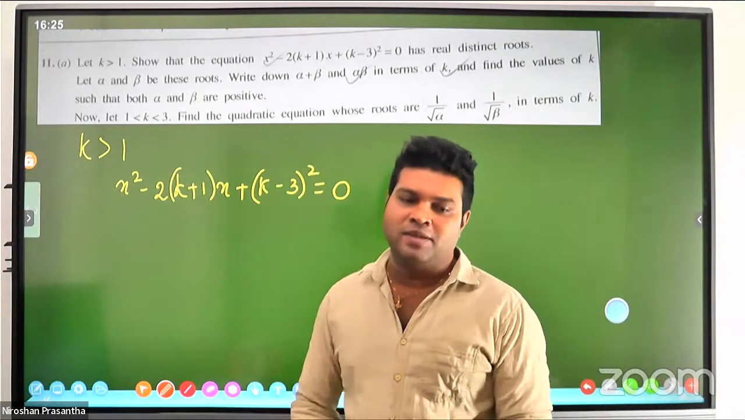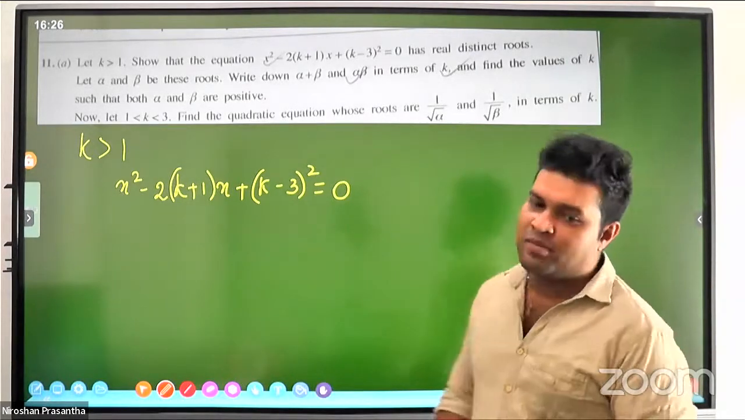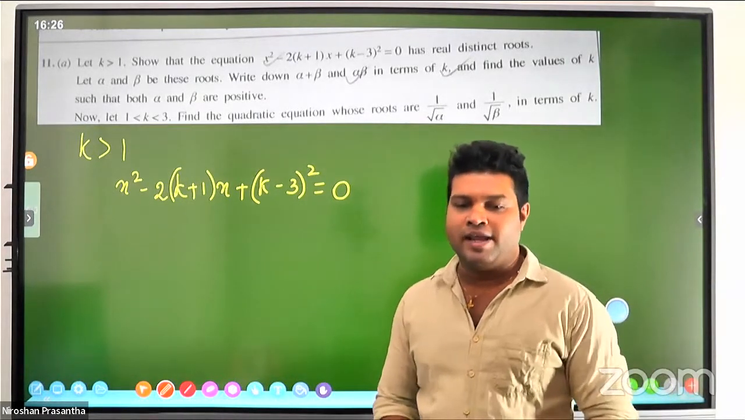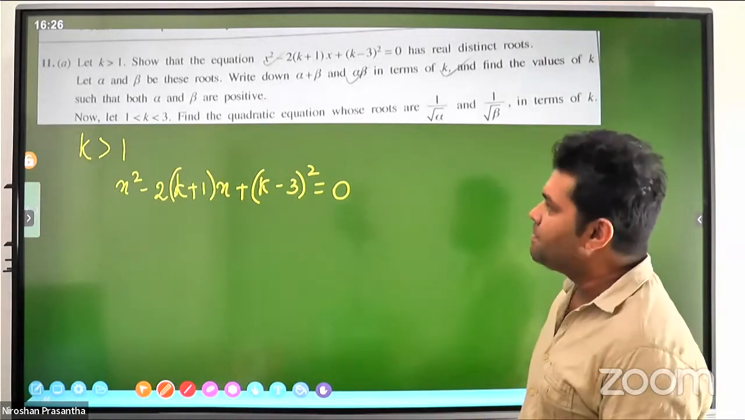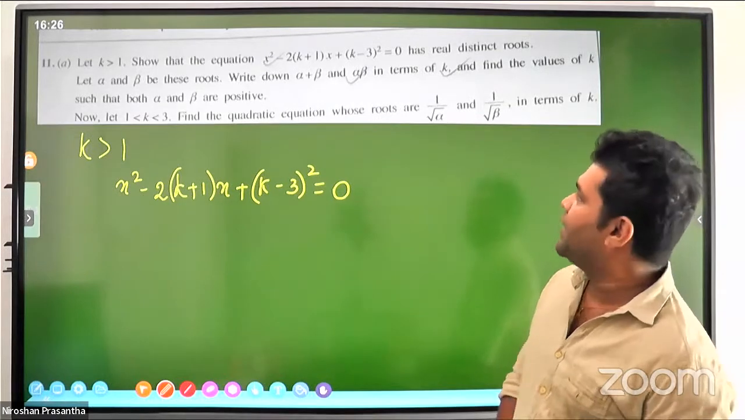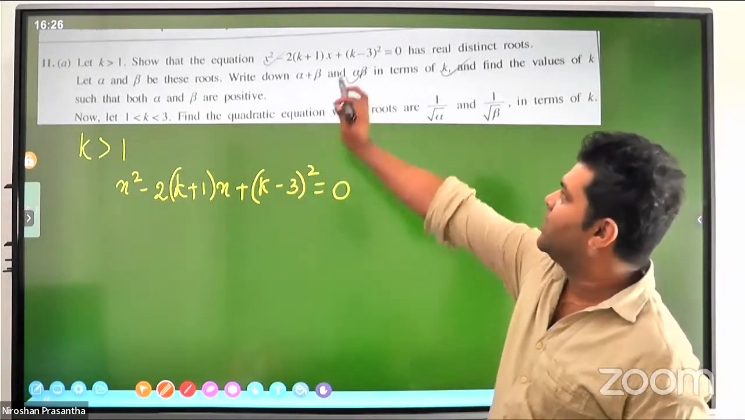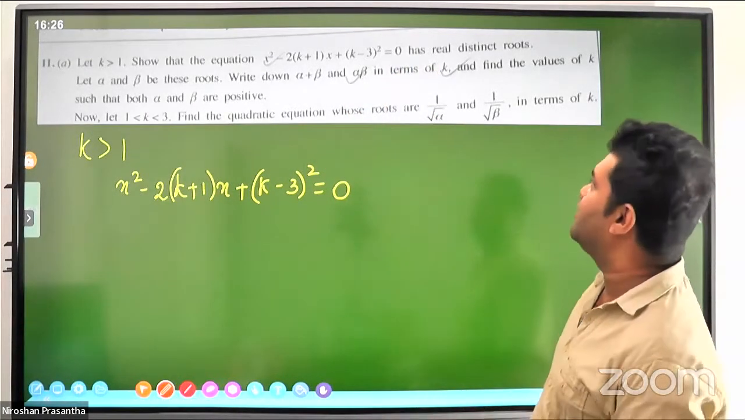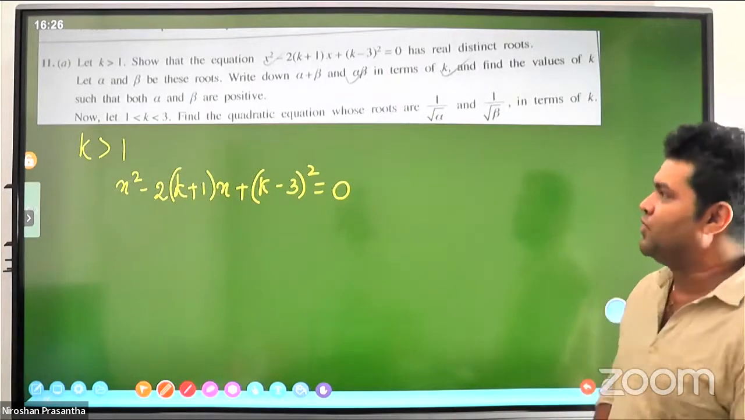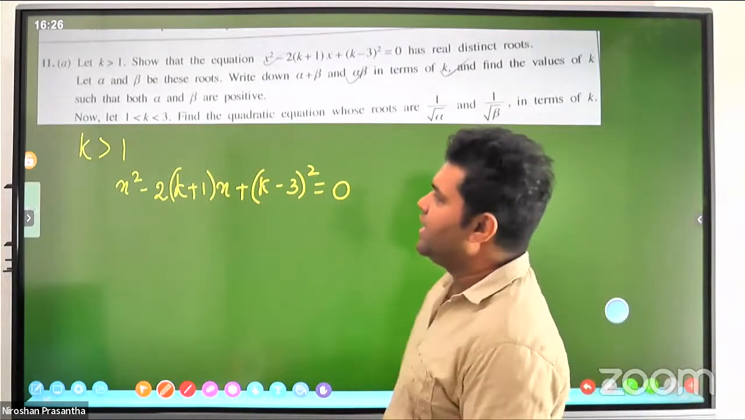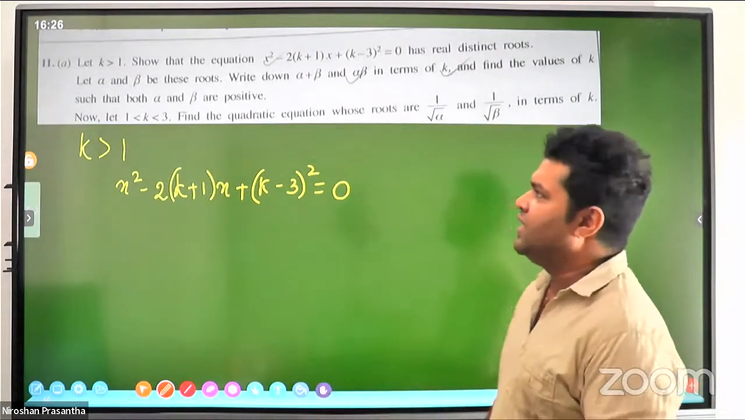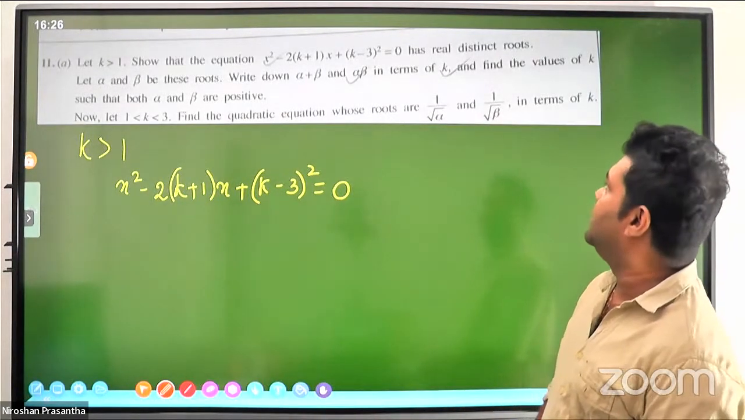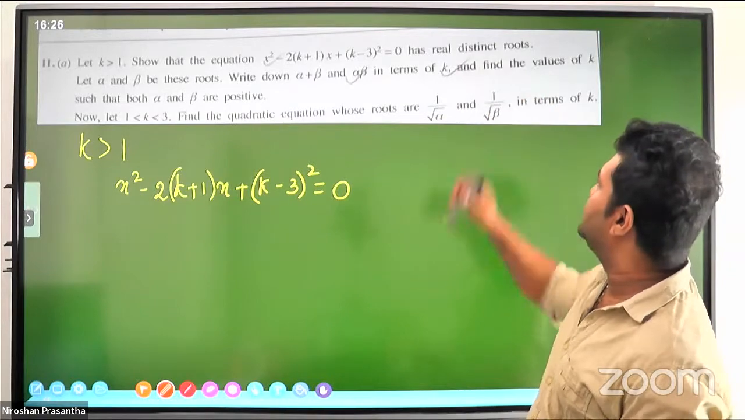Yes, you have to use a separate book. If there's any question, please ask. Don't send me text, it's difficult to read. Okay, Lamai, let's see this one: x squared minus 2(k + 1)x + (k − 3)² = 0 has real distinct roots. The condition given is only that k is greater than 1. Within this, k greater than 1, we have to show the real distinct roots.